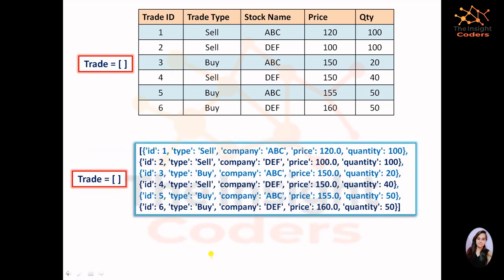Firstly, I have made a dictionary for this trade list. I hope you are able to see that this is a list because it is starting and ending with a square bracket, right? And it has a dictionary for all the rows, for all the tuples. So how is it working? A dictionary is key value pairs. ID is 1, the type is sell, the company is this, the price is this, and the quantity is this. Right? It's pretty easy.